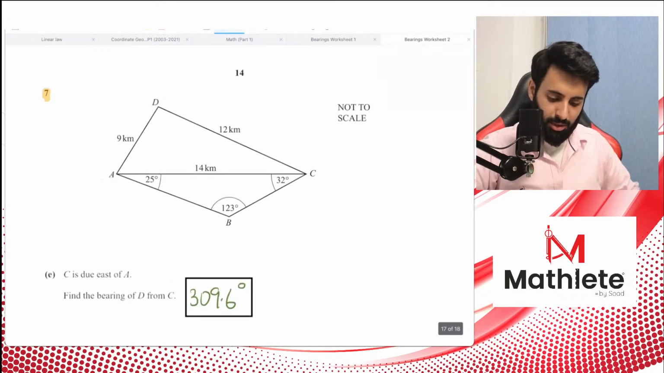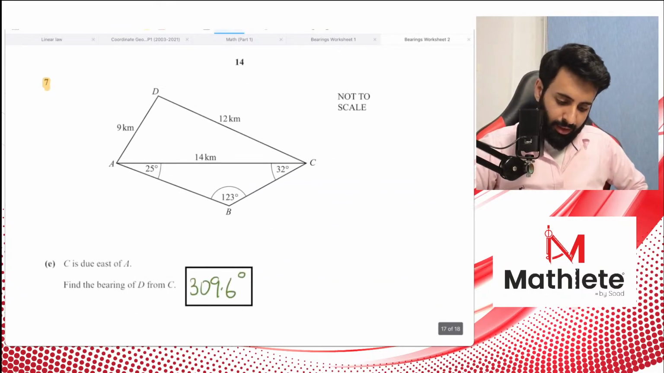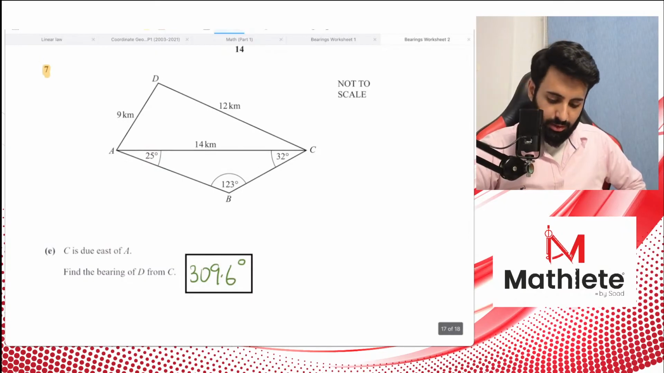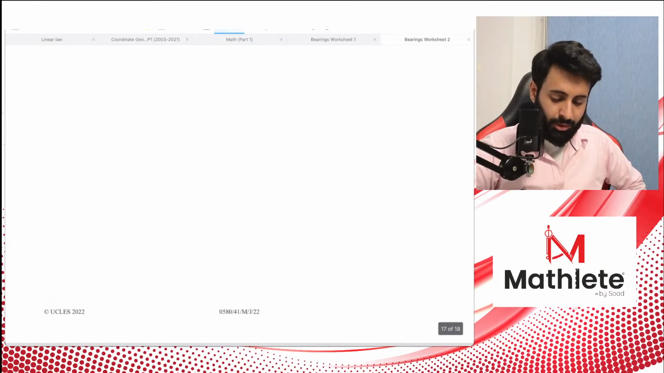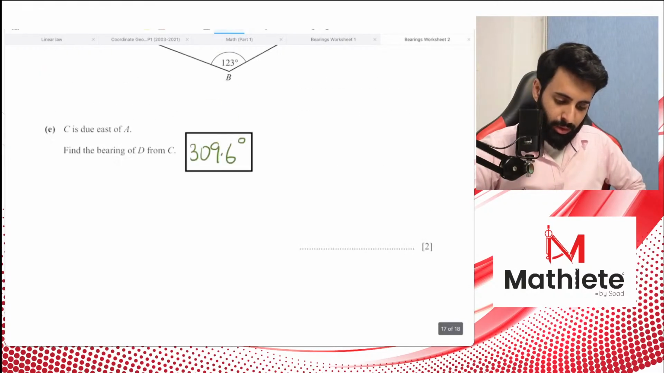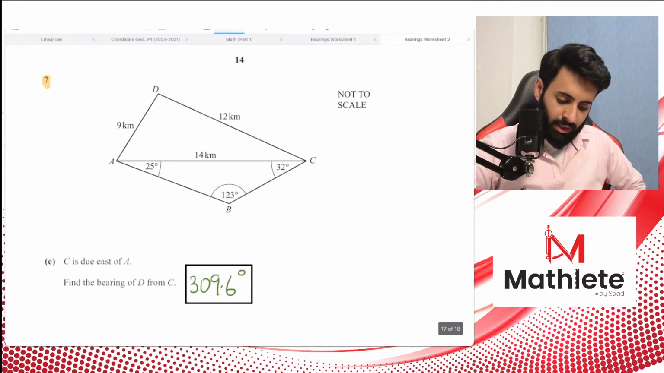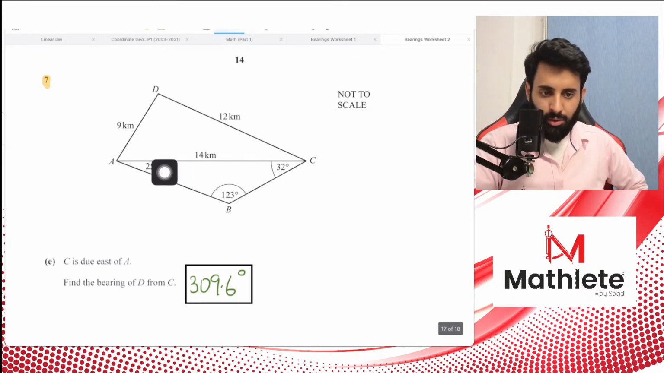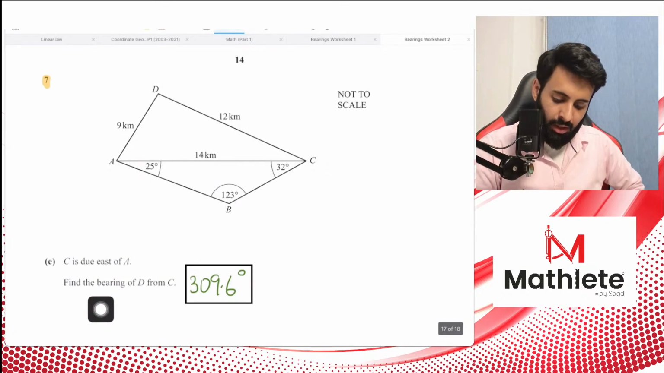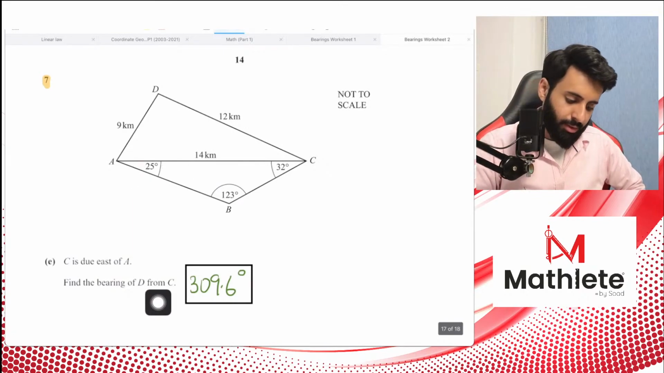You're right. Here's another intermediate level question, if that's what you want to call it. This is from May-June 2022, and this is from IGCSE, by the way, paper 4, variant 1. It says here C is due east of A, so that means this line is no ordinary line, it's a horizontal line. Find the bearing of D from C.